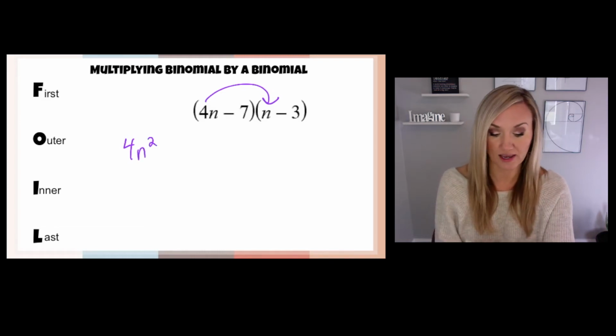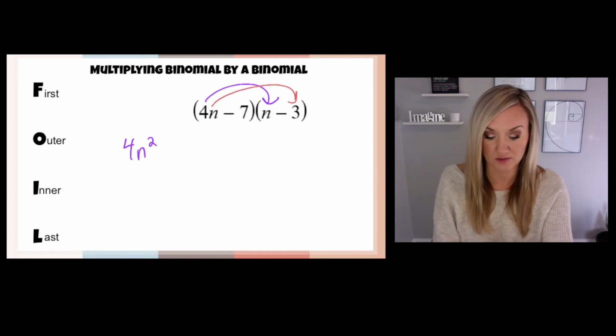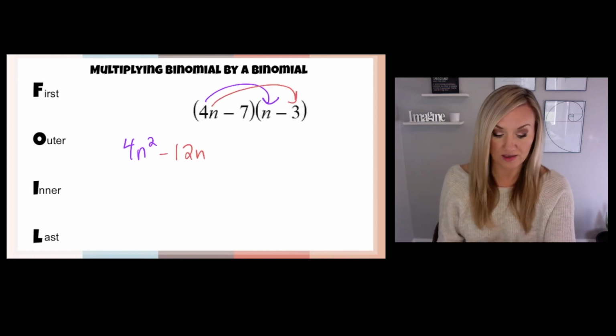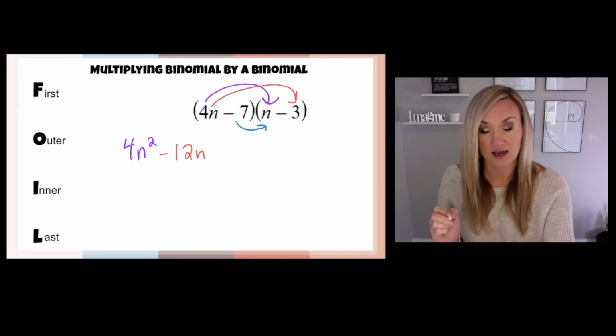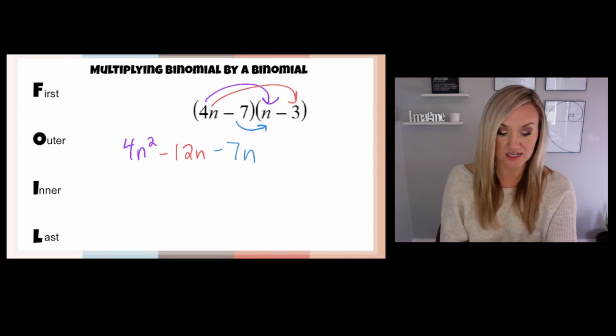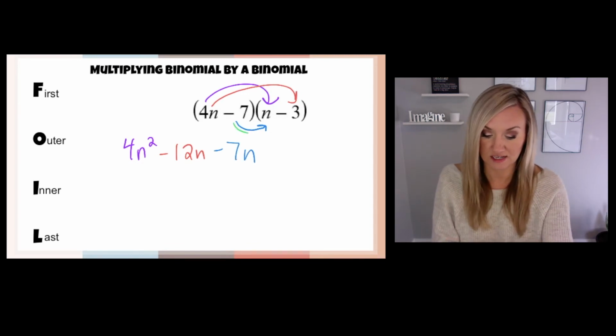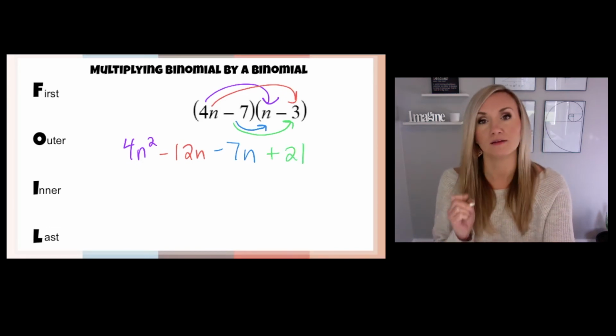Then let's go ahead and multiply the outers, the 4n times the negative 3, so that's negative 12n. And then we have our inners, so that's negative 7 times n, so negative 7n. And then the last is a negative 7 times a negative 3, and that would be a positive 21.